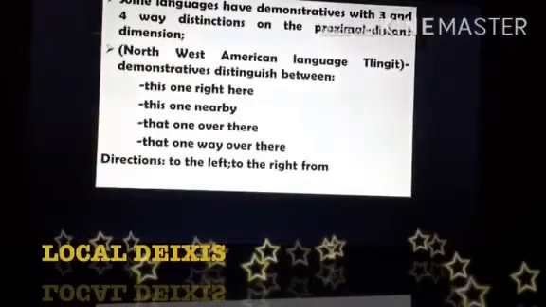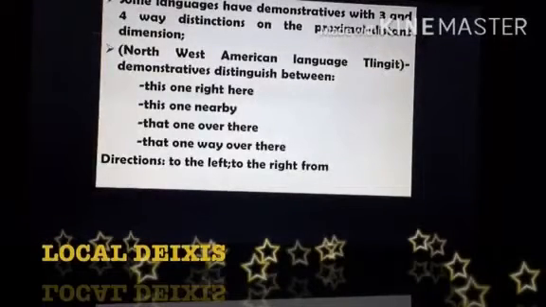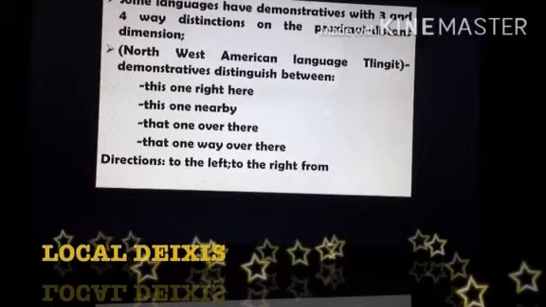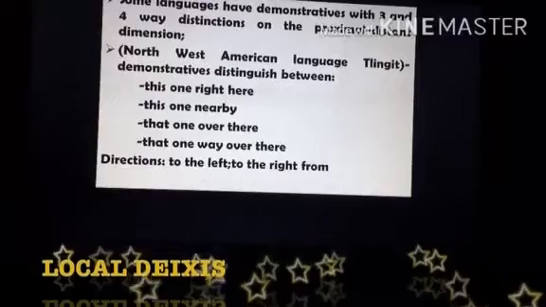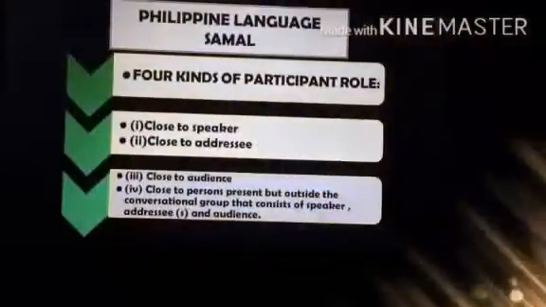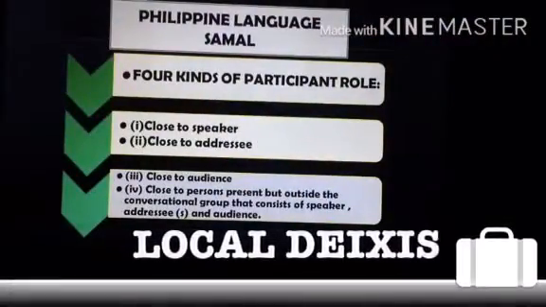Some languages have demonstratives with three- and four-way distinctions under the proximal-distal dimension. In a Northwest American language, demonstratives distinguish between this one right here, this one nearby, the one over there, and the one way over there. In the Philippine language Samal, there are four kinds of participant roles.